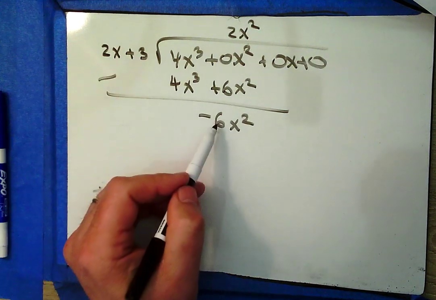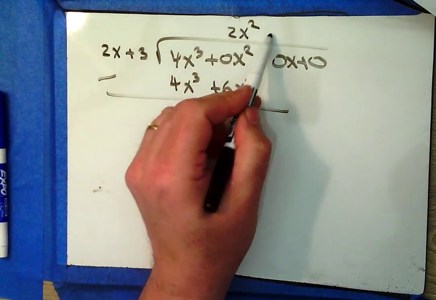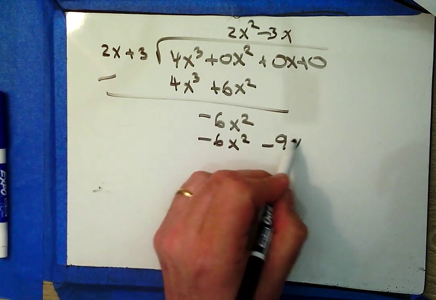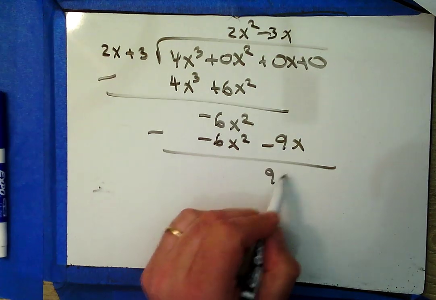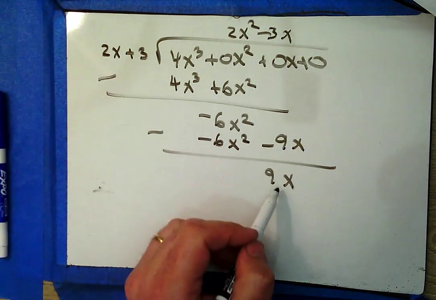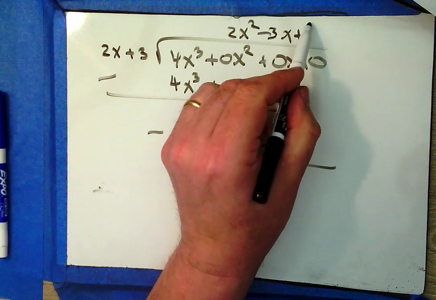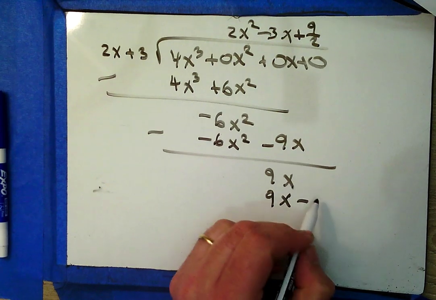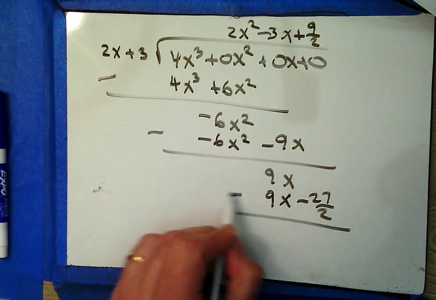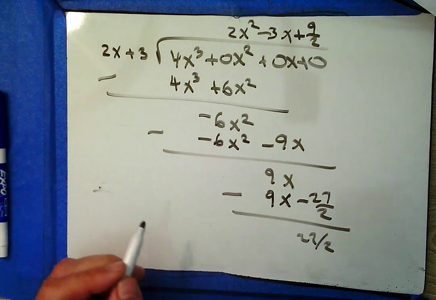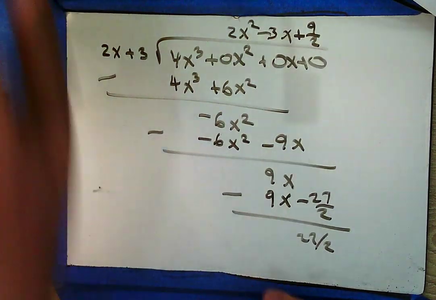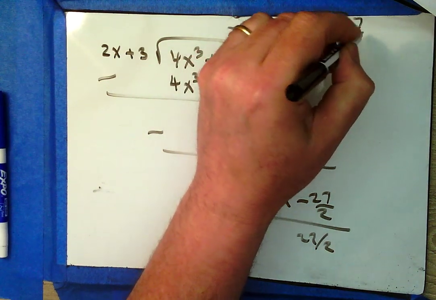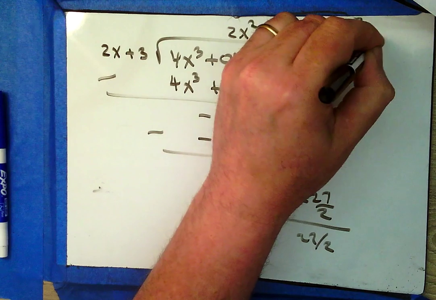What do I multiply this by to turn it into this? The negative 3x. So we get negative 6x squared minus 9x. And we subtract 9x. What do I multiply this to turn into this? That would be 4.5 or 9/2. So we get 9x minus 27/2 and subtract, and that's 27/2. Okay, so plus 27/2, 2x plus 3.